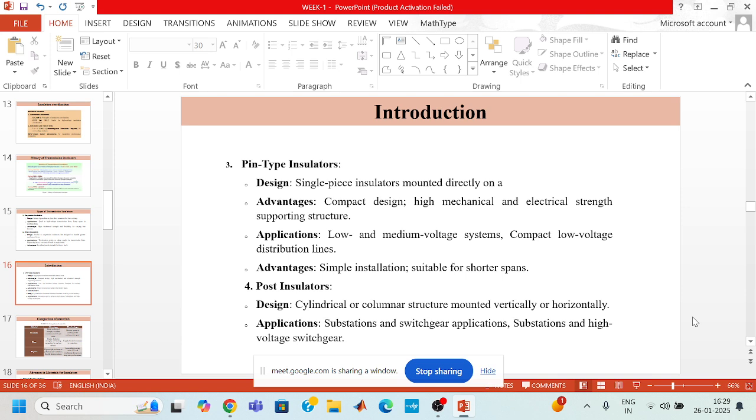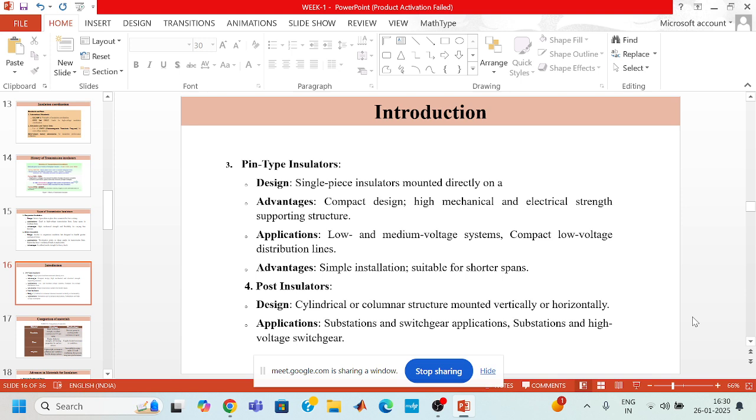Now pin type insulators. We all know that it is a single piece insulator mounted directly on a pin. The main advantages are its compact design, high mechanical and electrical strength, and it provides a supporting structure. It is used for low to medium voltage, up to 11 kilovolts, and for compact low voltage distribution lines. It is simpler to install and suitable for shorter spans, for small distances.